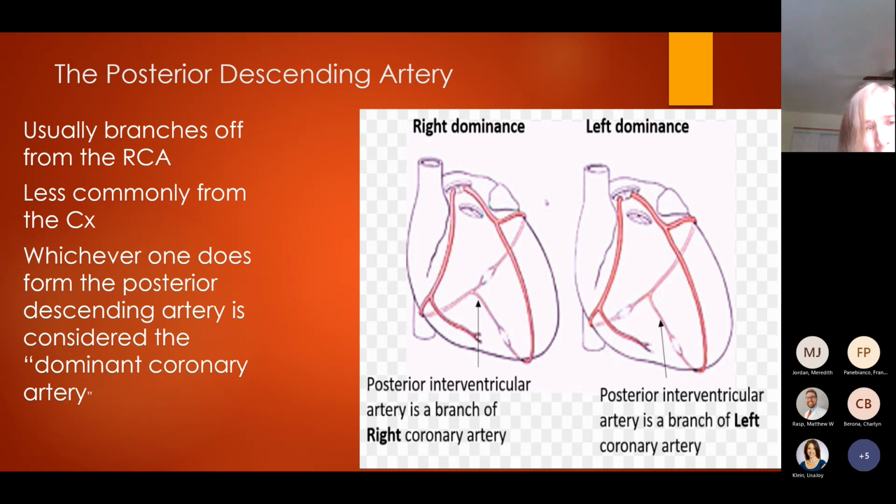Posterior descending: usually it branches off from the RCA, you see a picture here, and we call it right dominance. In a small percentage of people, it can branch off from the left, from the circumflex artery, and you call it left dominance. And some people can have supply from both arteries, and it would be called codominance.